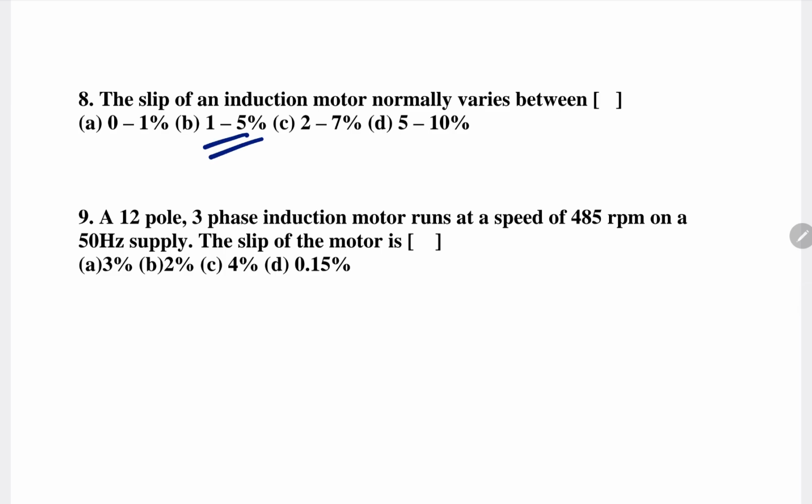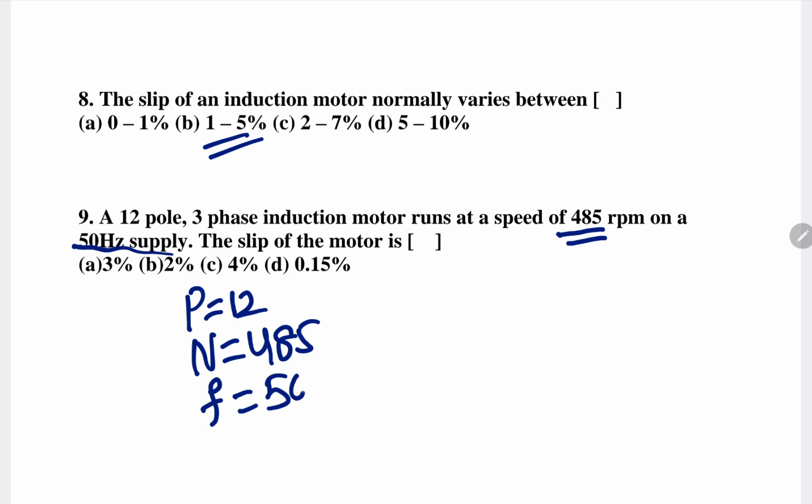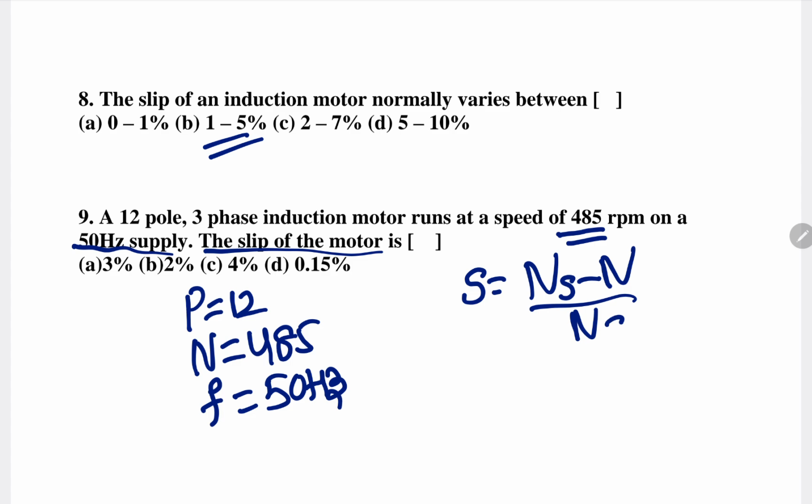Next, a 12 pole, P is equal to 12, three-phase induction motor runs at the speed of 485 rpm. So motor speed N is equal to 485 rpm and supply is 50 Hz. F is equal to 50 Hz. Then what is the slip of the motor? Slip of the motor S is equal to, what is the formula? ns minus n divided by ns. So n is given, we have to find out the ns.